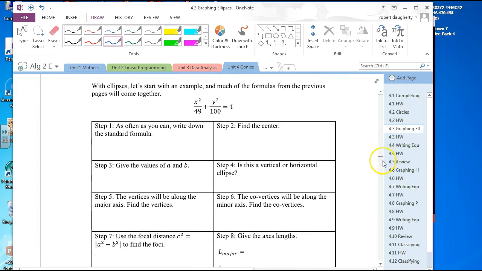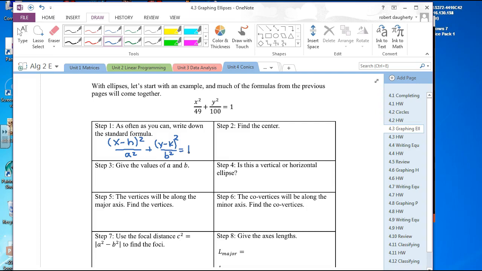Okay. So the best thing to do is let's just start working some of the problems here, and we'll get going. Okay, so let's look at this. As often as I can, I'm going to write down formulas in this whole unit. (x minus h) squared over a squared plus (y minus k) squared over b squared equals 1. That's the equation of an ellipse in standard form. Okay? According to this formula, the center is what?